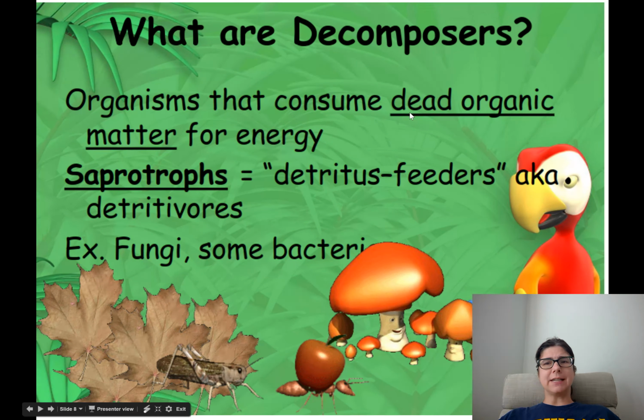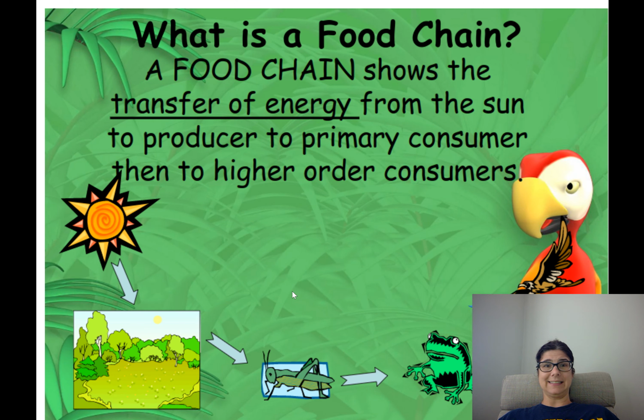And then finally, we have something called decomposers. Decomposers are the ones that break down dead things. They eat, consume dead organic matter. That means matter that was once living. And they break it down and they use it for energy. We have something called the saprotrophs, and those are detritus feeders, also called the detritivores. Examples of that are fungus and some bacteria. So when you see a mushroom, for instance, this is a good example of a detritivore. It's a type of decomposer. It breaks down dead things.